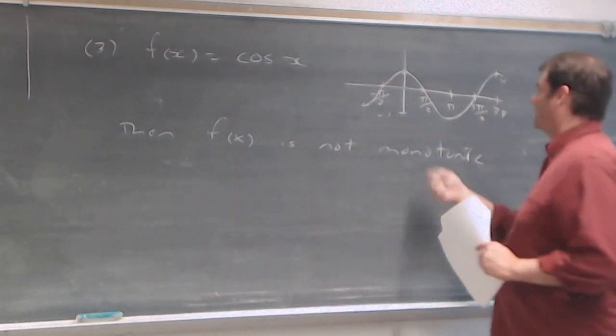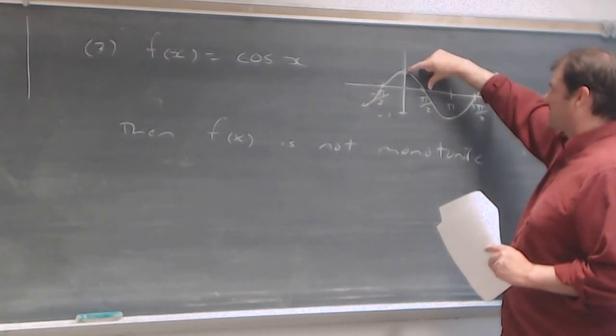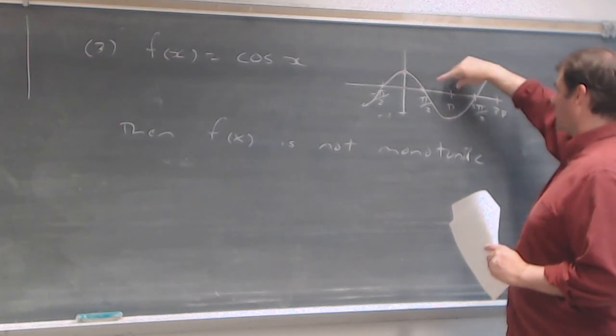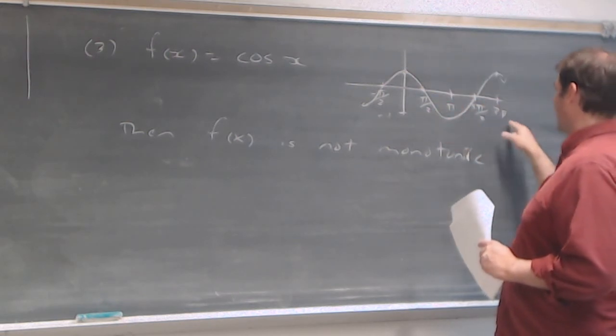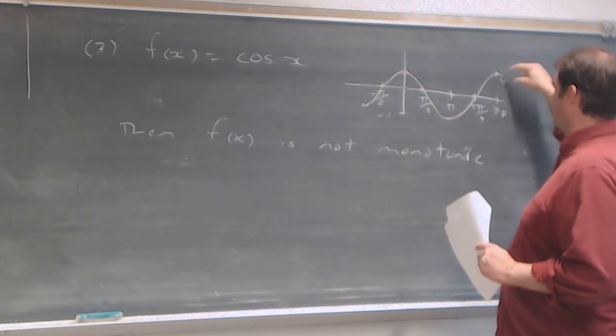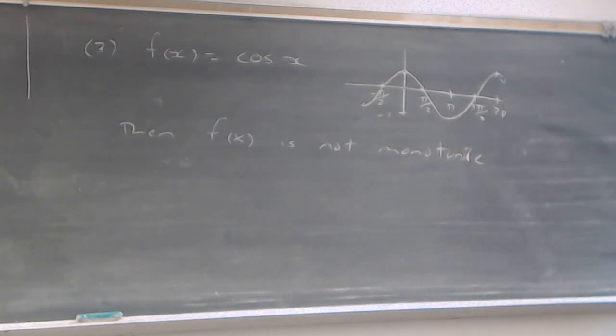And the reason is, f of 0 is definitely bigger than or equal to f of pi over 2, so it might be decreasing, but later we see, if we compare pi over 2 to 2 pi, f of pi over 2 is less than or equal to f of 2 pi, so it can't be monotonically decreasing, and it can't be increasing, and therefore it's not either of them.